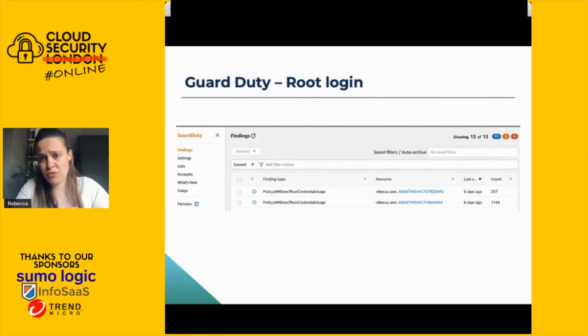This screenshot shows we've got root credential usage. Very clearly, it's taken those CloudTrail logs already, and it's just telling you, look, someone's logged in with that root account. So your security team can log in, look at this, and say, okay, that should not be happening, and they can follow it up quite quickly.